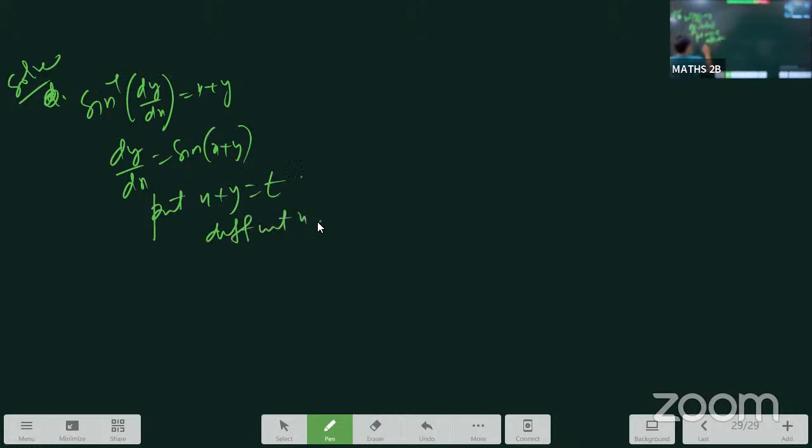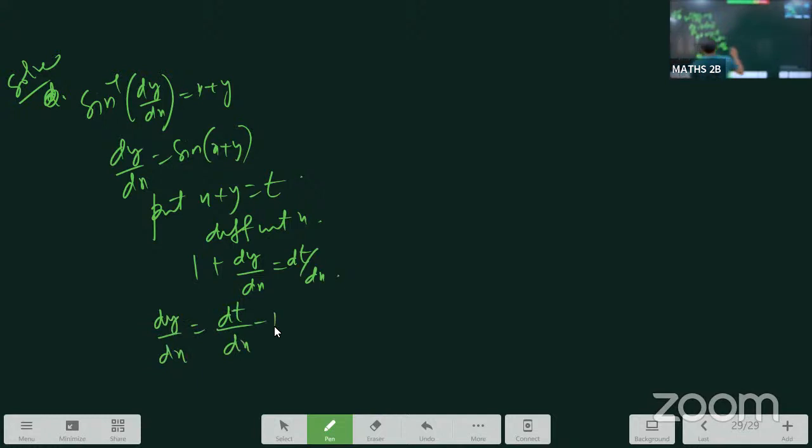Differentiate with respect to x. This is one kind of way of doing. 1 plus y derivative is dy by dx, and this is dt by dx. Now you make dy by dx the subject. That is dt by dx minus 1.